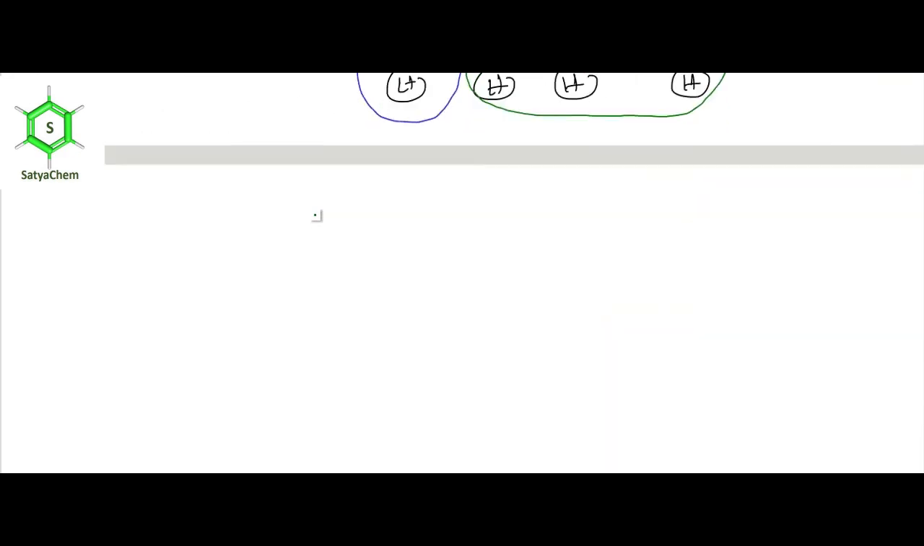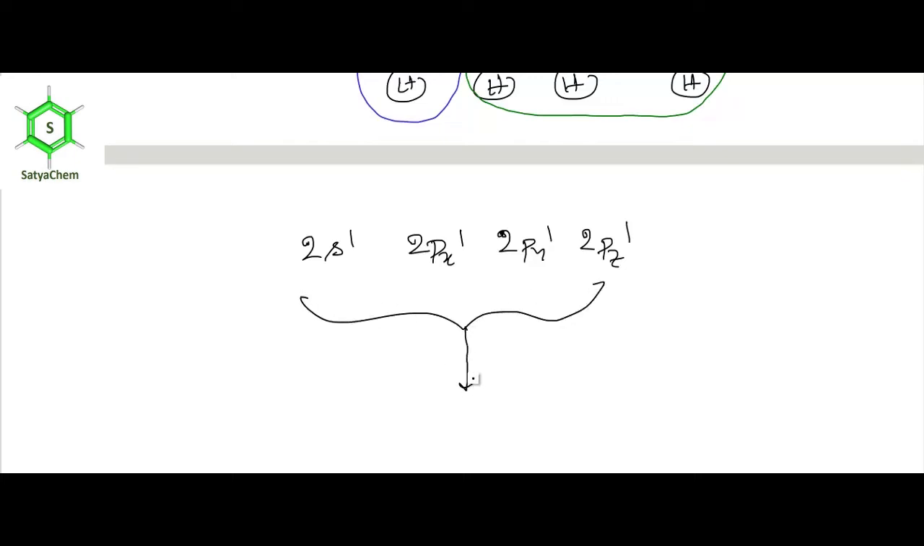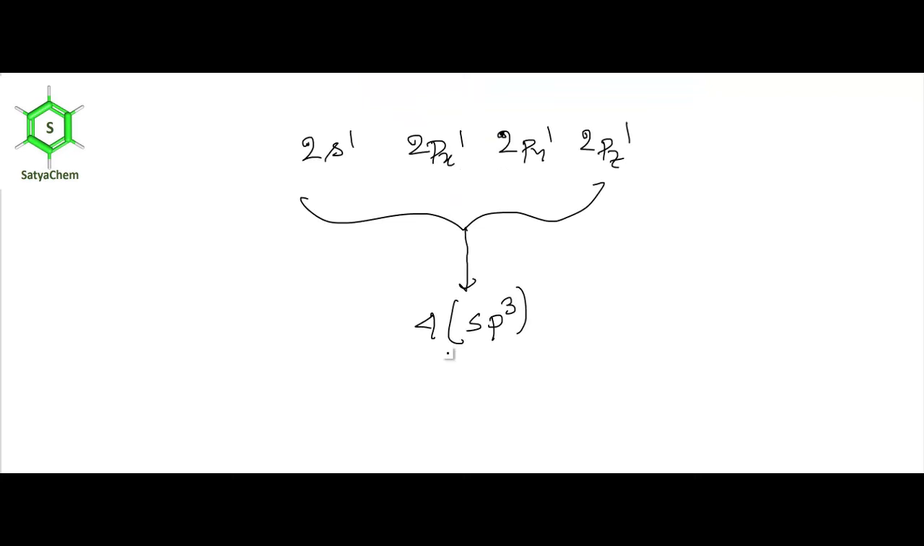So what is the way out? Here we have the concept of hybridization. Here we may think that the 2s1, 2px1, 2py1, 2pz1, these 4 orbitals are hybridized to form 4 equivalent sp3 hybridized orbitals. And this is very important: during hybridization the directional characters of the orbitals are retained.